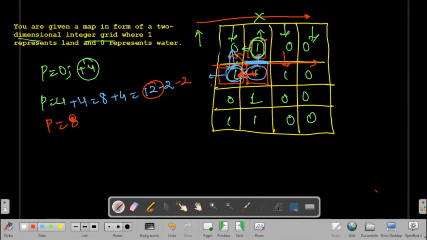Again I will come here, we got 1 again, so we'll add plus 4. And again we'll look in the above direction, we have 0, so we don't decrease it. When we go in the left direction, we again find 1 here. So again we will do minus 2 here. So now my perimeter will be 8 plus 4 is 12, minus 2. So now my perimeter is 10.